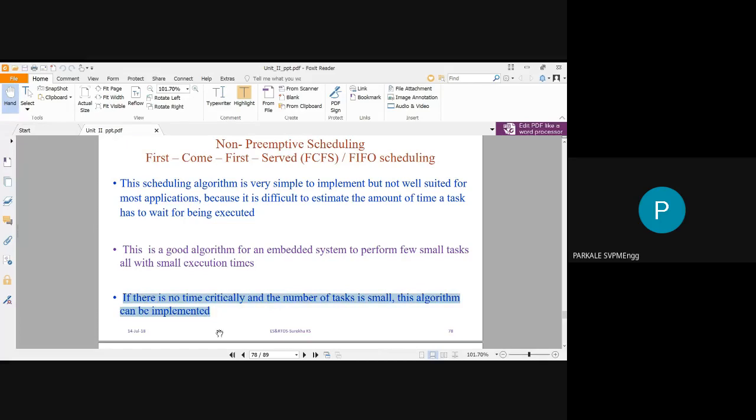This is what is stated in the next statement: if there is no time criticality and the number of tasks is small, this algorithm can be used. That means if you have some critical execution of tasks, in this case do not use this type of scheduling algorithm. You have to use this scheduling algorithm only when the number of tasks is small, that means very few in number. So this is the criteria for selecting this particular first come first serve algorithm.